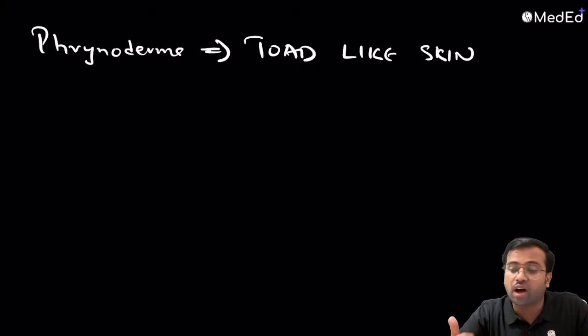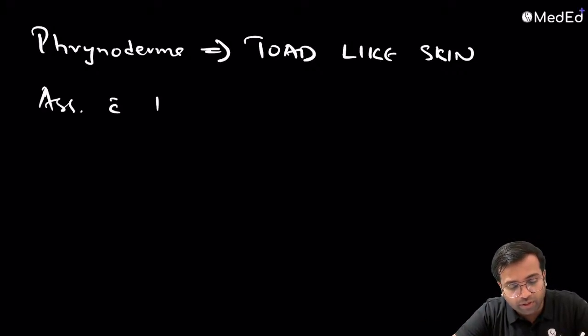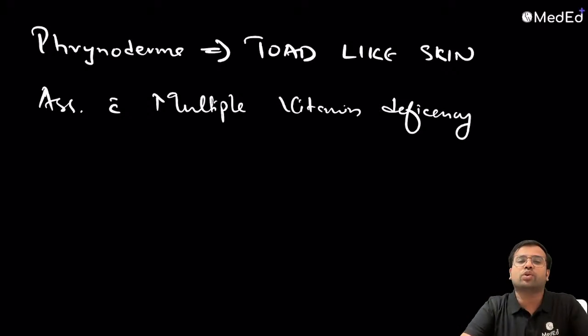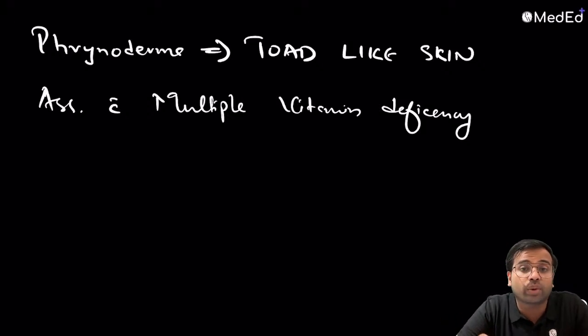So very good, Osama, Avinash, all of you are answering it right. It is going to be phrinoderma. Now here, what happens in phrinoderma? In phrinoderma, this is associated with multiple vitamin deficiencies. So the key point here is it can be associated with a lot of vitamin deficiency. It can be vitamin A, vitamin B, vitamin C, isn't it? All these vitamin deficiencies, including the free fatty acid deficiency.